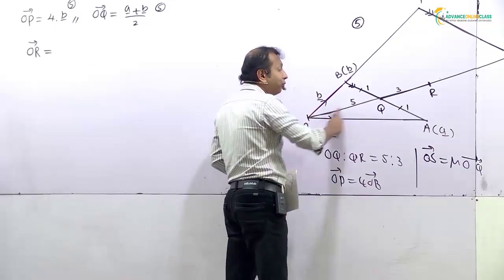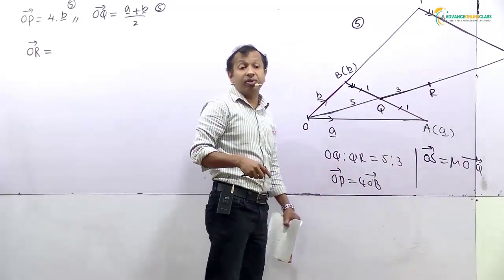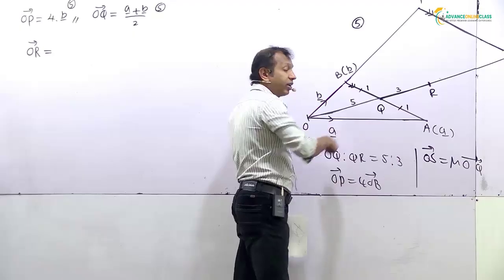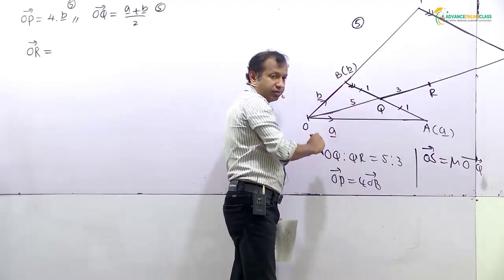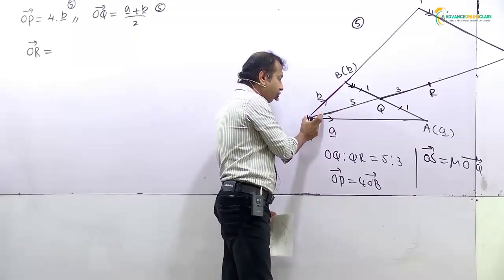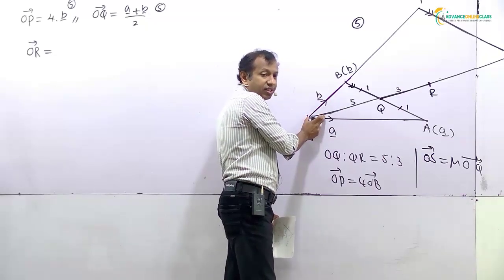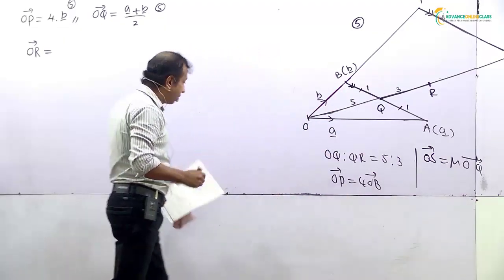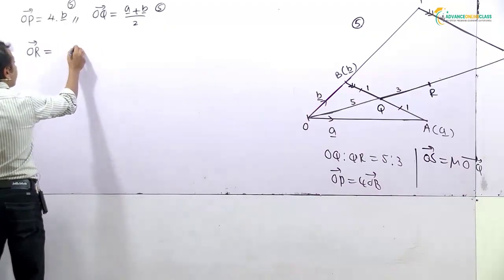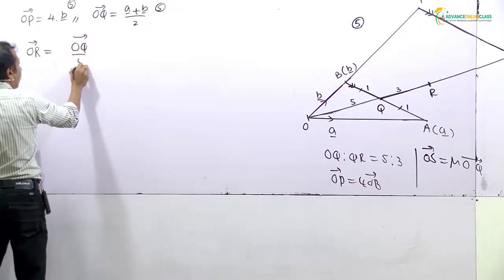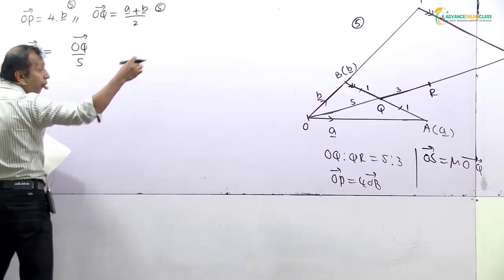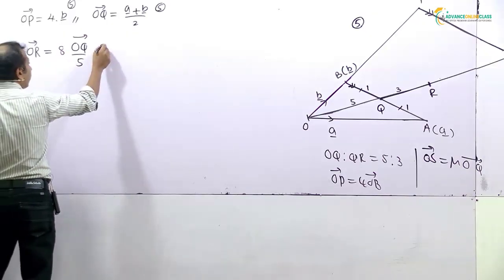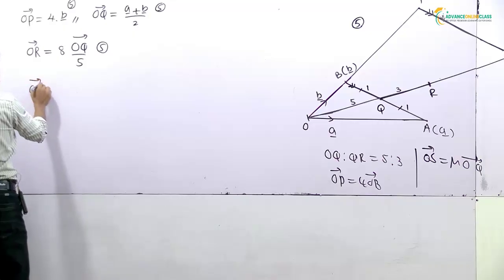Understand? From O to R, how many such parts are available? 5 plus 3, 8 parts available. Then tell me how to write the OR vector. OQ vector, we divide by 5, then we get 1 part. To get OR, we need another 8 parts like that. So the OR vector: first divide the OQ vector by 5 and take 1 unit, and to get OR, we need 8 units. Multiply this by 8. For these 5 marks.